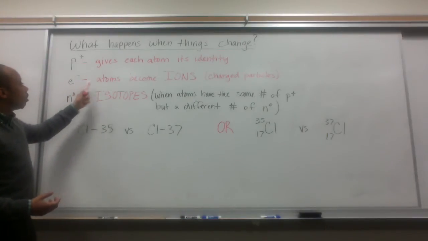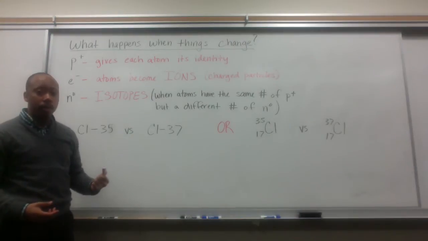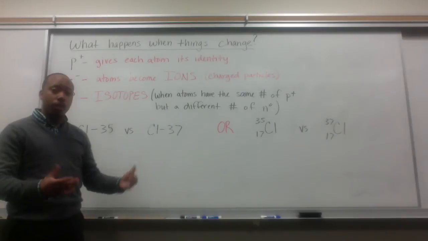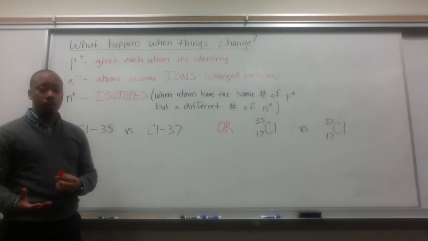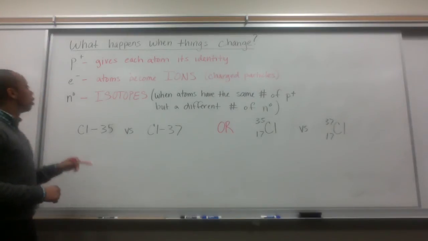Electrons, when they change, atoms become ions. We're very familiar with that by now. We know what ions are. Ions are simply charged particles. You can have positively charged particles or negatively charged particles. Chlorine would gain an electron and become negatively charged.